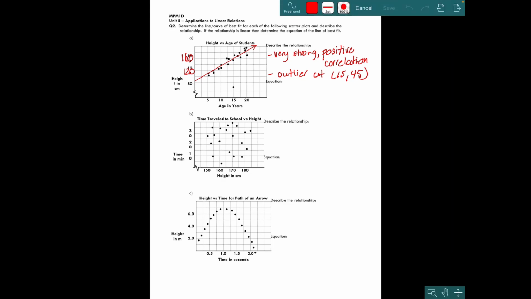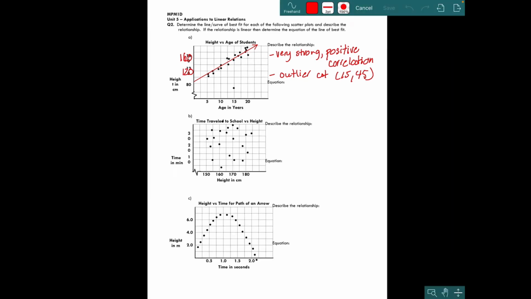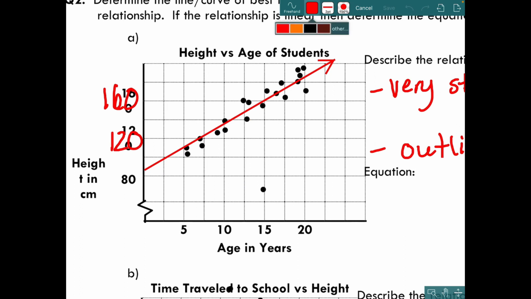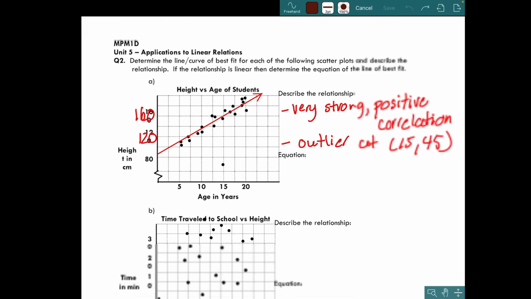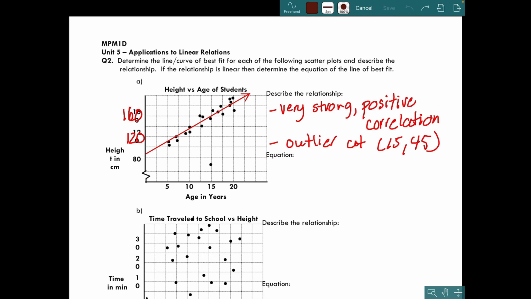To find the equation of this line, we would pick 2 points that are on the line. So maybe this point here and this point here. We'd find the slope, and then we could use y equals mx plus b, replace m with the new slope we found, and the x and y value with one of those 2 points to find the y-intercept, and we would have all that we need for the equation of the line.